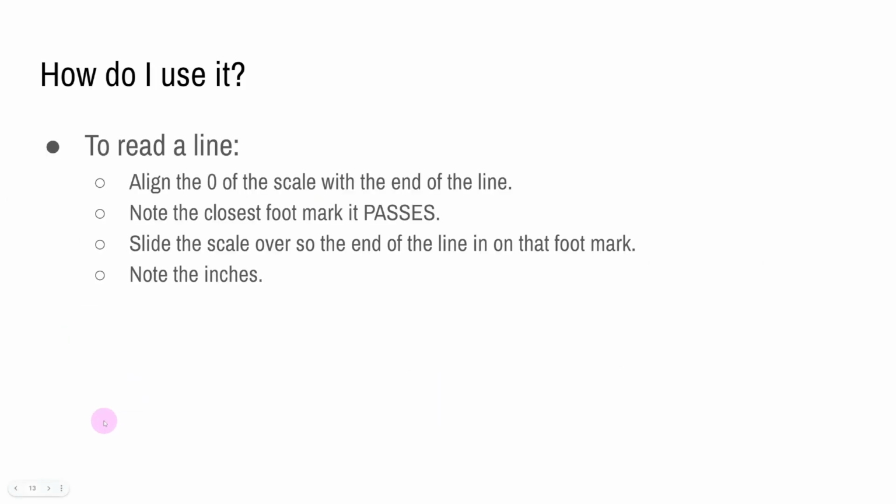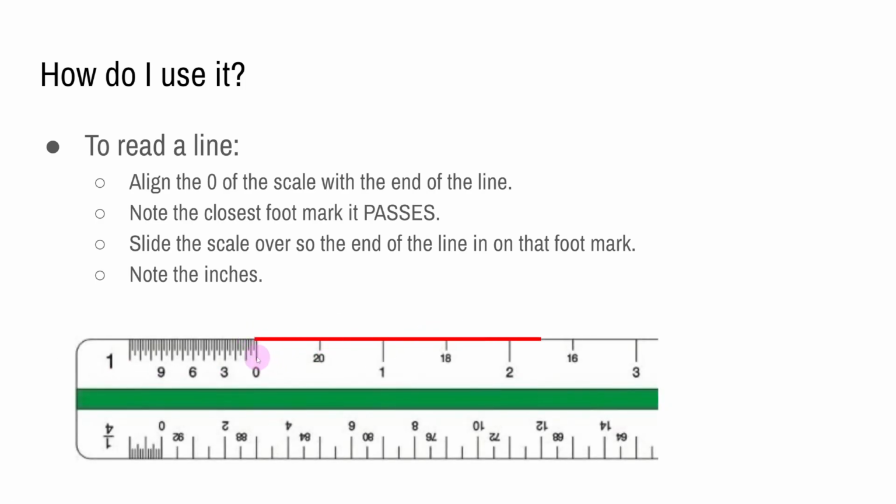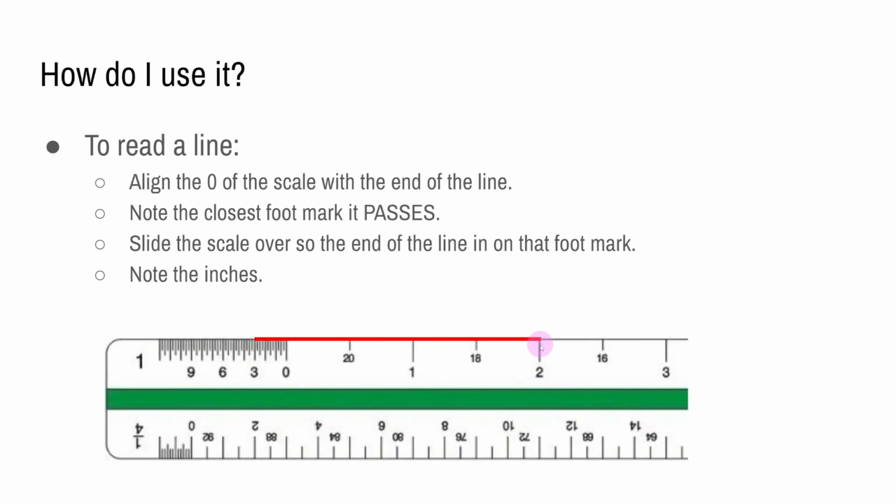So how do you use a scale? To read a line, you are going to align the 0 of the scale with the end of a line, and you'll note the foot mark that it completely passes. So in this case, I've got this red line here, and my scale at 1 inch equals a foot completely passes the number 2. So it's 2 feet. Then I would slide the scale over. So now it's at the edge of 2 feet. And then I would note how many inches. So this line would be 2 feet, 3 inches at 1 inch equals a foot.